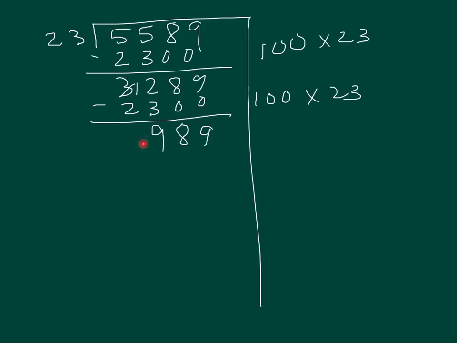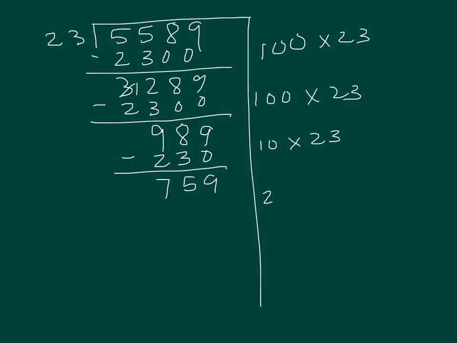You'll notice this time that this number would be too small. So I have to go to something that's a smaller increment. I'm going to try 10. And 10 times 23 would be a 23 with a 0 behind it. 230. Now, that's still leaving me with a big chunk.